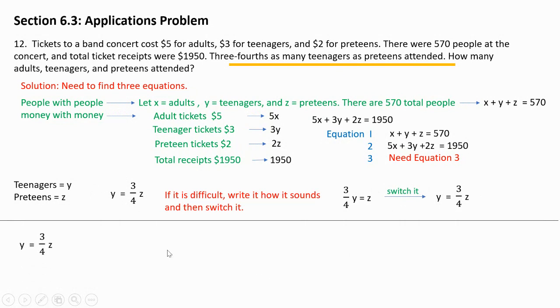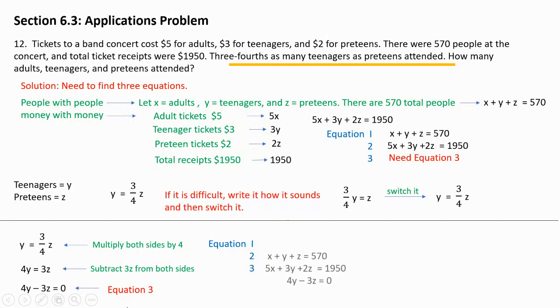But now you want to put it in the form ax plus by plus cz equals d. So I need to make these integers. I'm going to multiply everything by 4. Why 4? That way I don't have a fraction, because it'll be harder to work with fractions. Now I'm going to subtract 3z from both sides. So this is my third equation. Right, equations 1, 2, and 3.